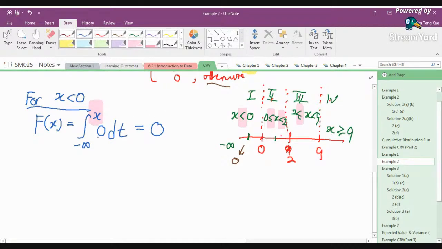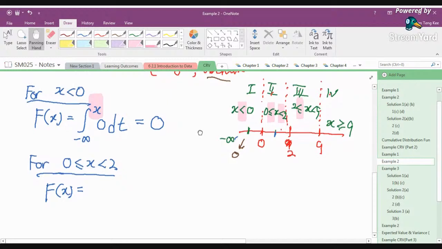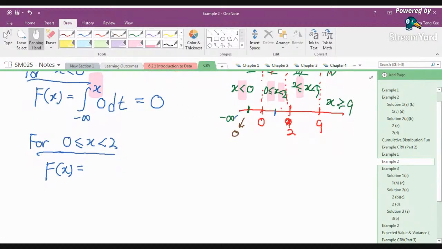Then next, let's say now I happen to travel from negative infinity until the second interval. So if I happen to have my x drop at the second interval, according to what we know, we have 0 less than or equal to x less than 2. So your f(x) equals to, so guys and girls, in here I just want to go straight to the shortcut, where you should be aware of the shortcuts.